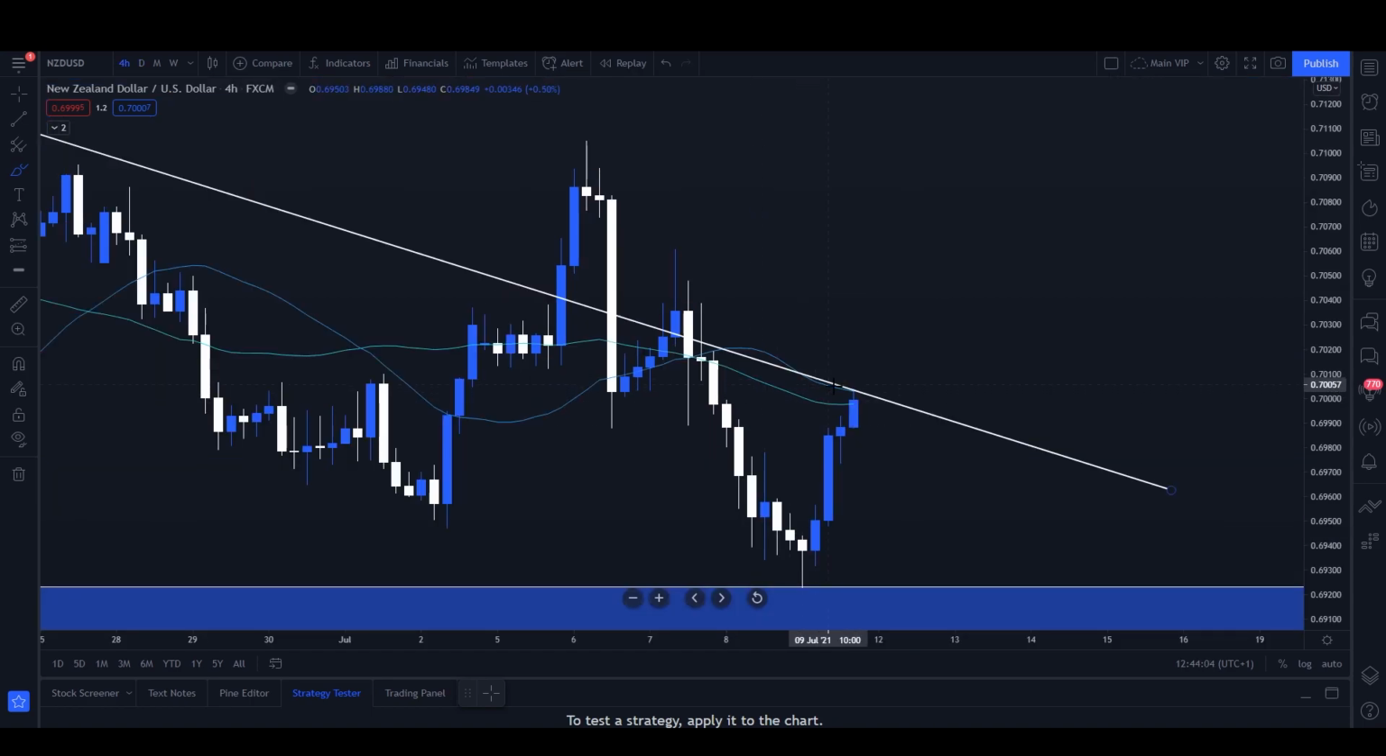We also need to remember that NZD US dollar is currently trading near a psychological level, 0.7 thousand, and as you can see, it's kind of struggling. So if we do get a bearish engulfing candle over here, it could be a nice trade towards the downside.